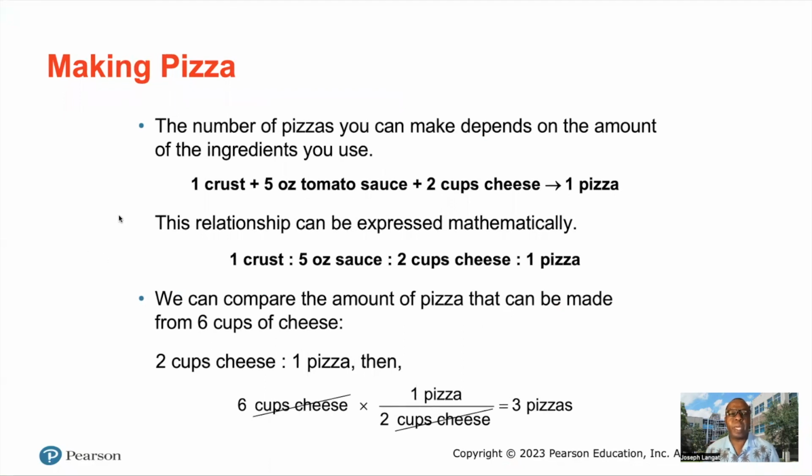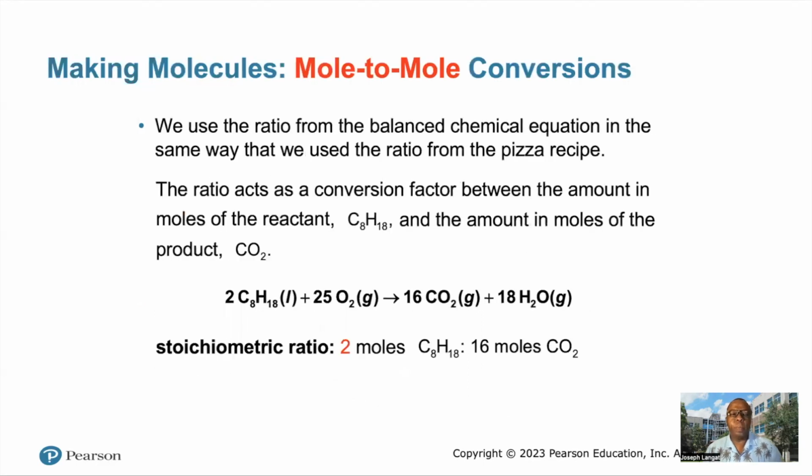For example, making a pizza, if you say to make 1 pizza, you need 1 plus 5 ounces of tomato sauce, 2 cups of cheese to make 1 cup, not to make 1 pizza. If we have 6 cups of cheese, how many pizzas will be produced? We just use the ratio. Likewise, we use the moles.